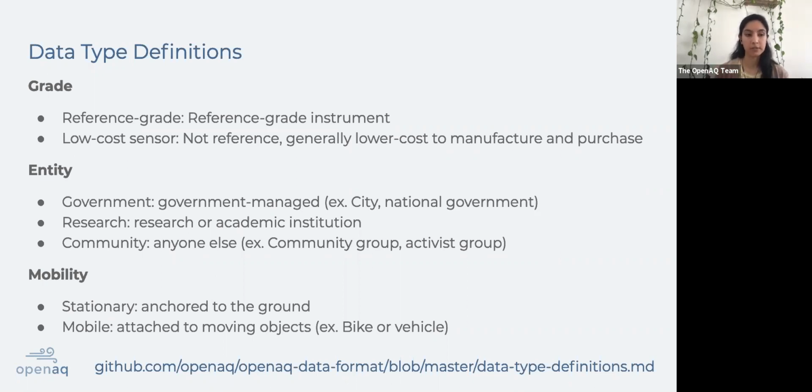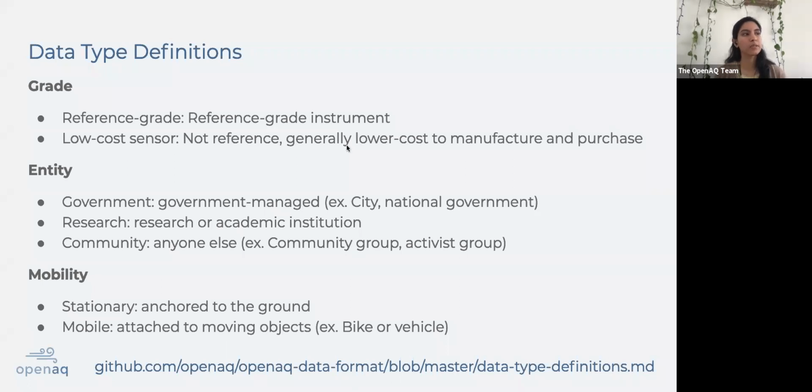For example, City of London is investing in low-cost sensors, and that's technically a government run program. We also recognize that there are research institutions collaborating with community organizations that use a mix of low cost and reference grade sensors. So we wanted to expand the data type definition so that we can allow for these different configurations and also get some more information about the entities collecting the data and who's ultimately responsible for it.